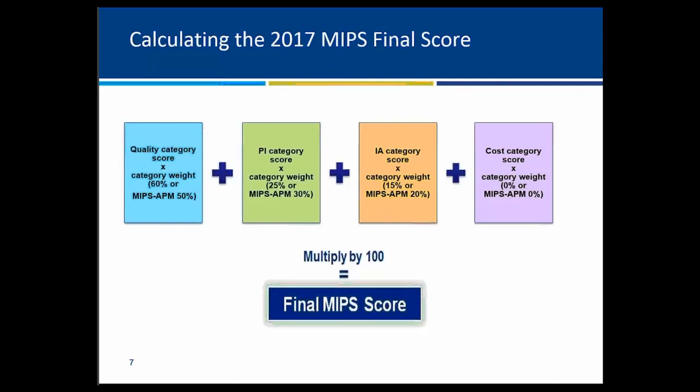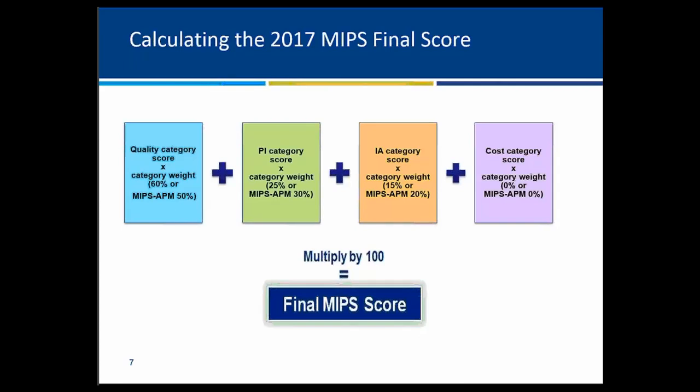Say that you earn 20 points for the improvement activity category, and there's a total possible points of 40 for the improvement category. So they'll divide that 20 into 40, and you get 50% or half. And then the weight of the improvement category is 15%. So you multiply that half, or 50%, times the 15, and you get 7.5 points for the improvement category.